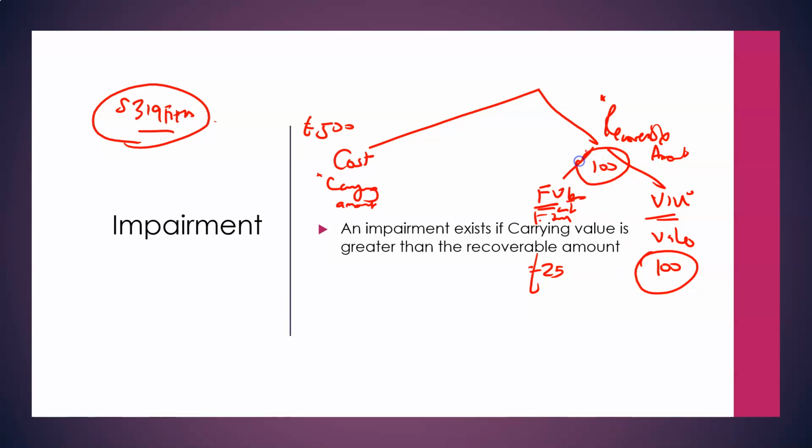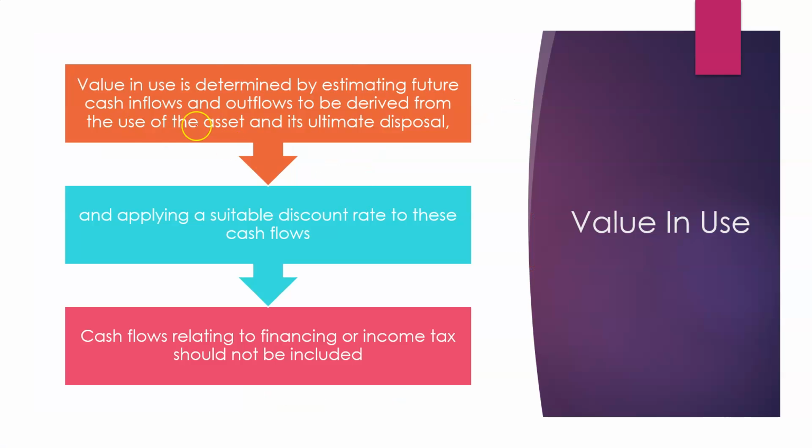So I'm comparing £100, which is the higher of these two and is referred to as the recoverable amount, with the carrying amount in my current balance sheet. So this is an impairment of £400. I'm literally debiting expense, impairment 400, and crediting my non-current asset with 400. This brings it down to 100. And that's the principle we're applying all the time. So what is value in use?